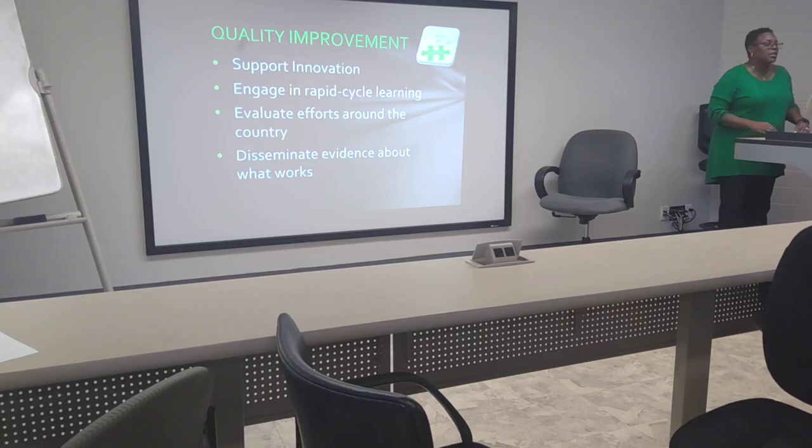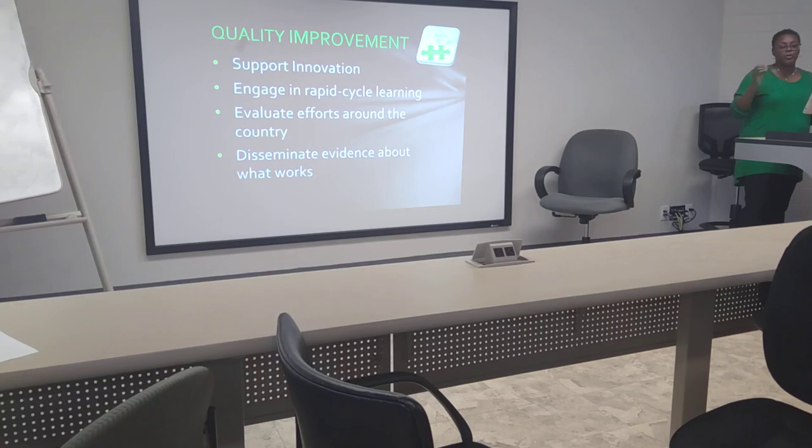So quality improvement should support innovation. It should engage in rapid cycle learning. So you need to know this. This identifies, implements, and measures change. Change is made to improve the process of the system. So rapid cycling is a rapid learning cycle. It ensures that we're identifying, implementing, and measuring change to improve a process in the system.